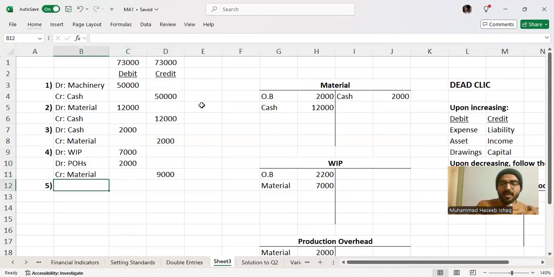So material is now being increased in the warehouse. So we are going to debit the material account, and then we are going to credit from where it is coming from. It is coming from the work in progress account, or from production, you can say, and some of it is coming from the production overhead account.